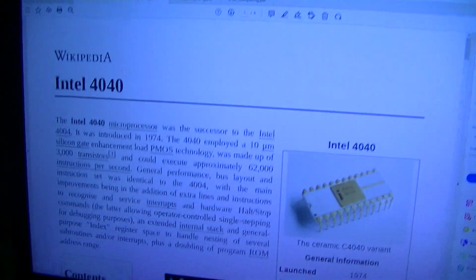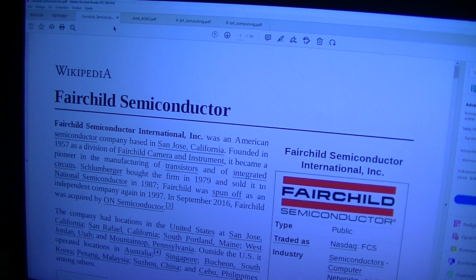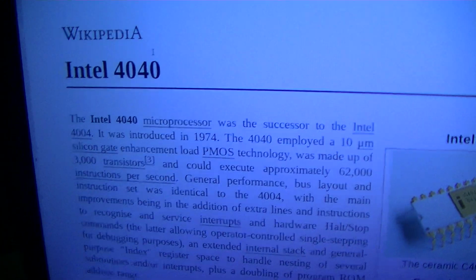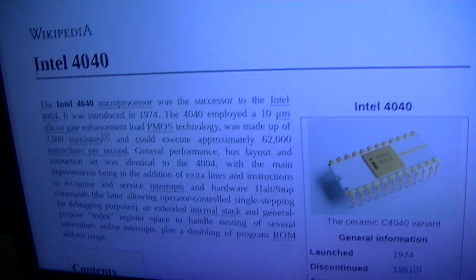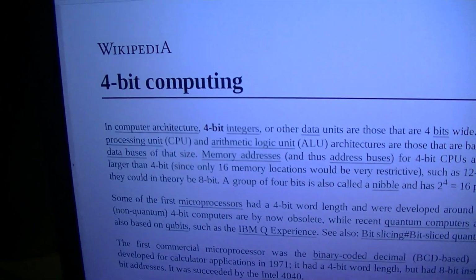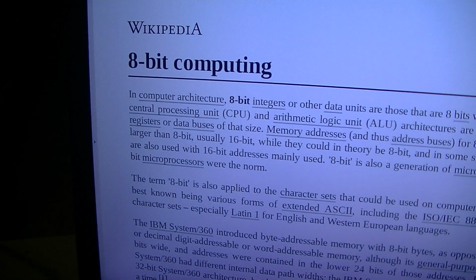But let's do the... Yes, this is the Fairchild Semiconductor. Let's close that. Let's do the Intel 4040. And we need to do 4-bit computing, what 8-bit, we need to do that. But this will take many hundreds of hours, so I'm not worried about that. I have time to do it, so this will take many weeks and months to do. But this is my day number one.